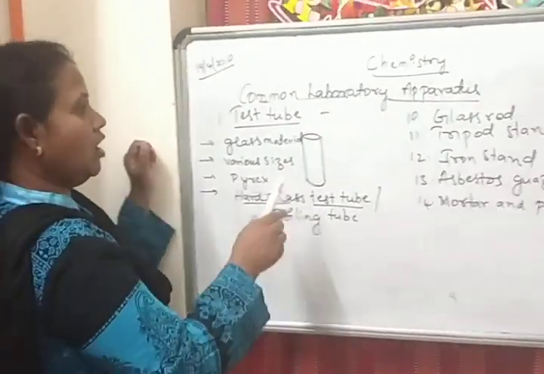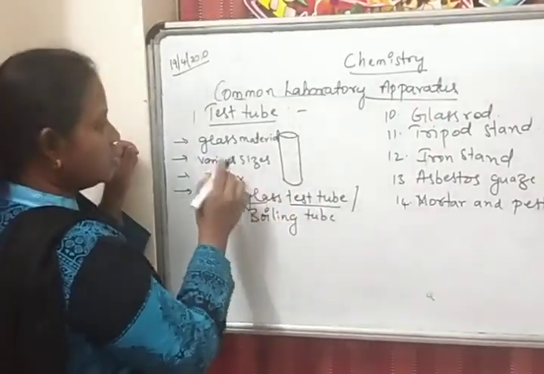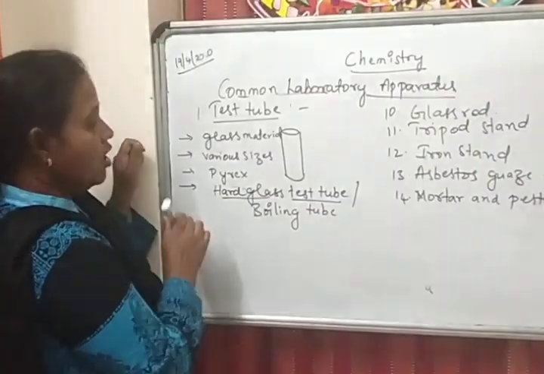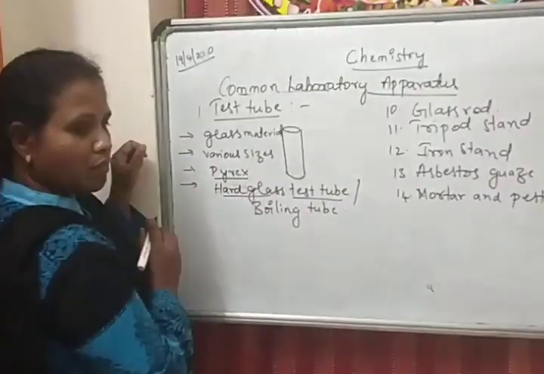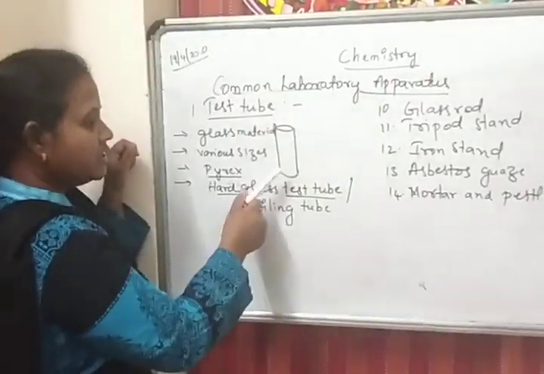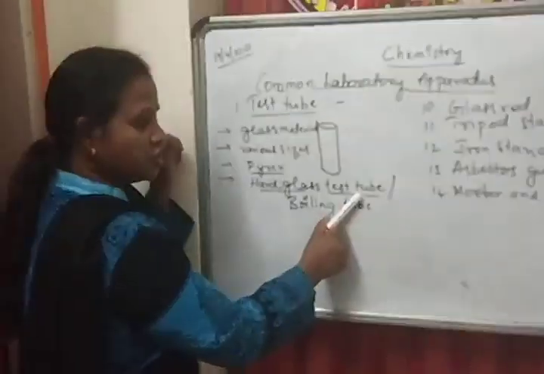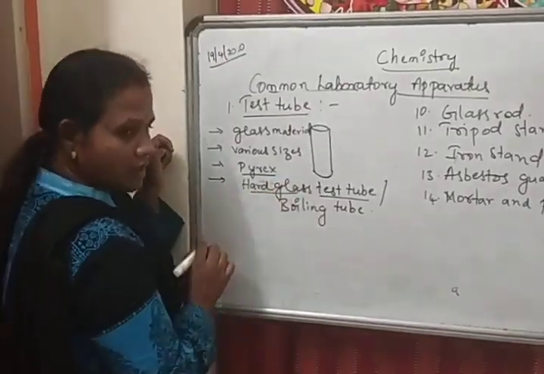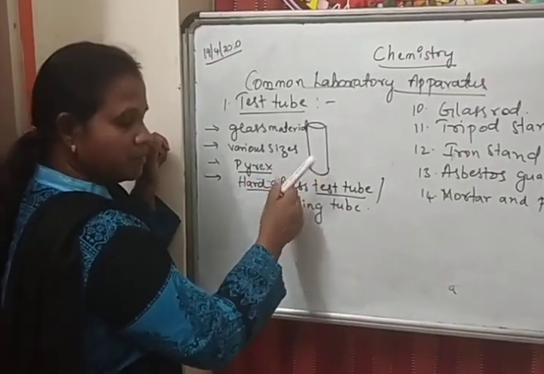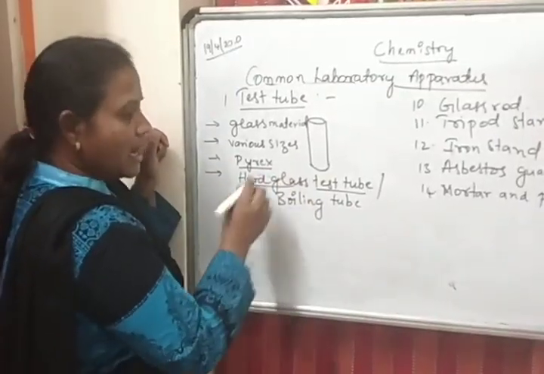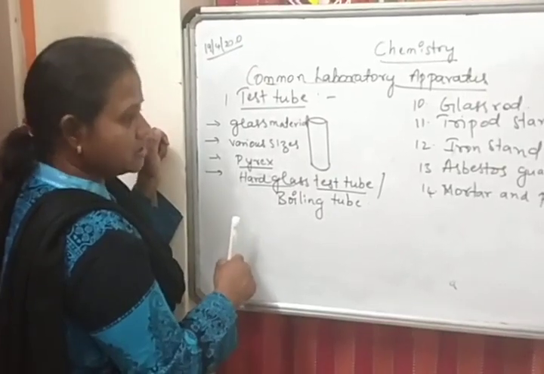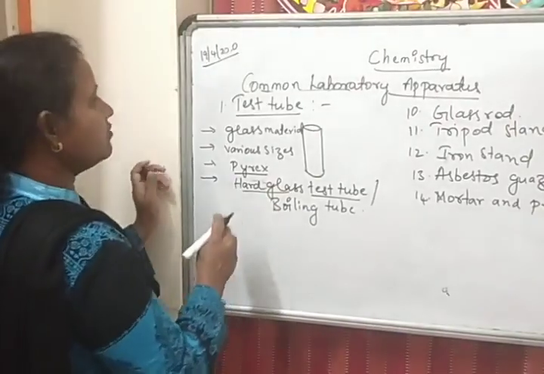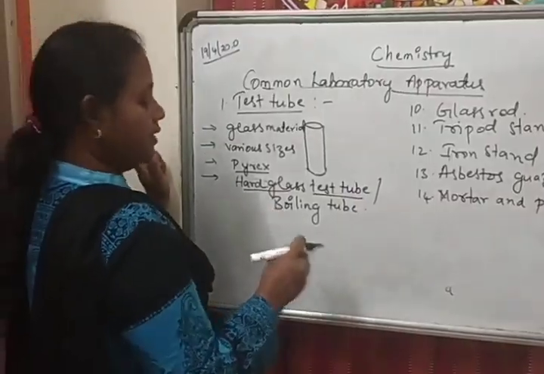So here, children, this is the test tube. Test tube is made up of glass material. Test tubes are of various sizes. When the test tube is made up of Pyrex glass material, it is called a hard glass test tube, or it is also called a boiling tube. And what is the use of the test tube? In the test tube, a particular chemical is taken and subjected to the heating process or the chemical reaction. This is the first laboratory apparatus, test tube.